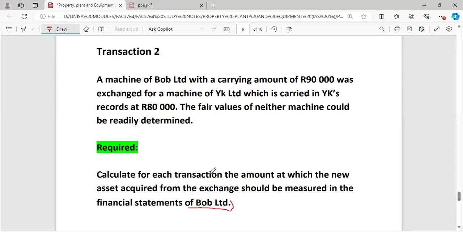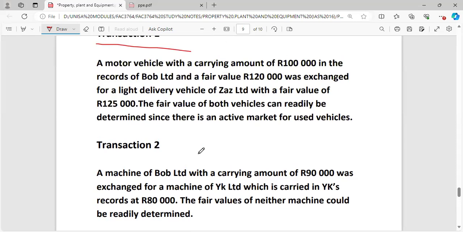Right, so transaction 1, what is the value that we are going to use to record the asset for transaction 1? Anyone who can determine the value that we are going to use to record the exchange vehicle? Fair value. Sorry? Fair value. The fair value of who? Because we have two fair values here. We have the fair value for Z Limited and the fair value of Bob.